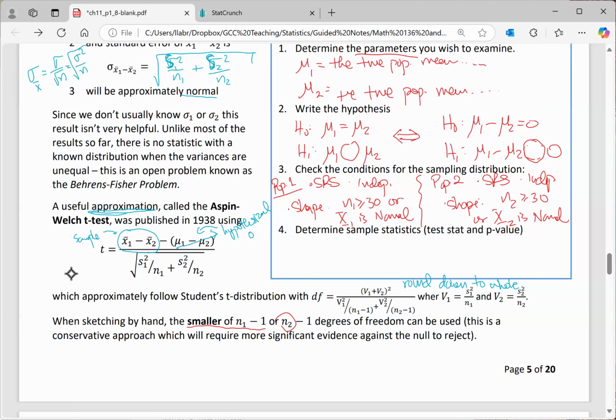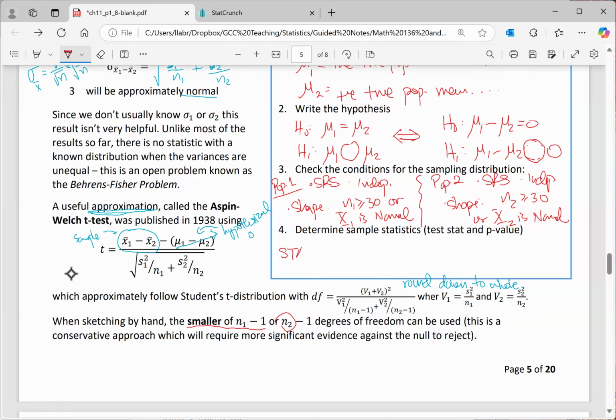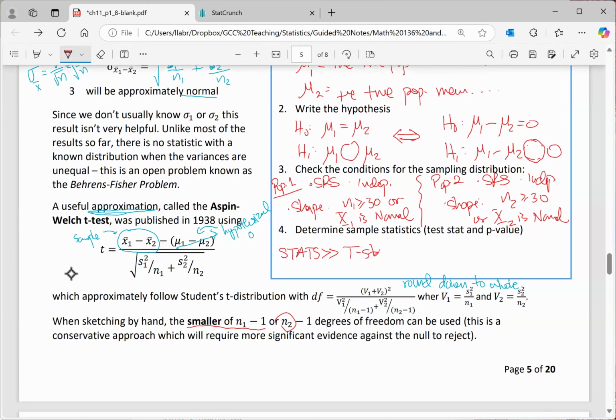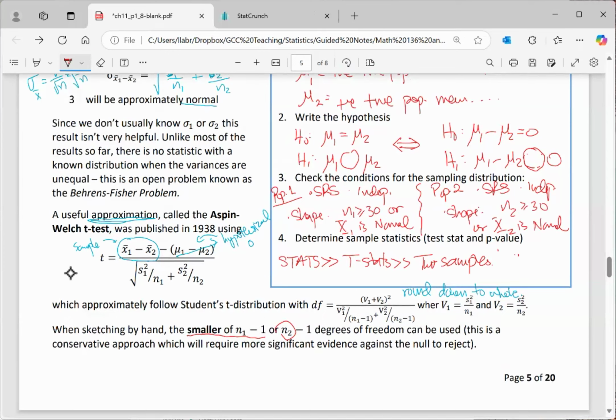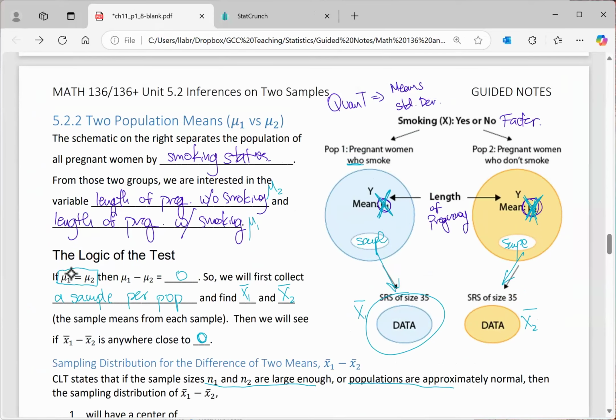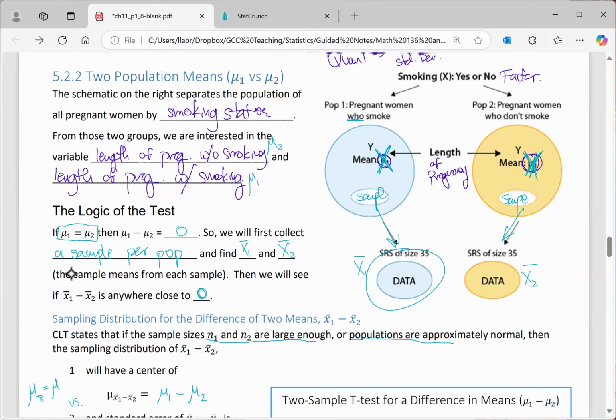The test statistic command is exactly the same as before. It'll be Stat, T Stats, but now with 2 samples. And that's pretty much it. All right, so this is the framework of the hypothesis test between 2 population means. In the next video, we will go ahead and actually carry out this test.